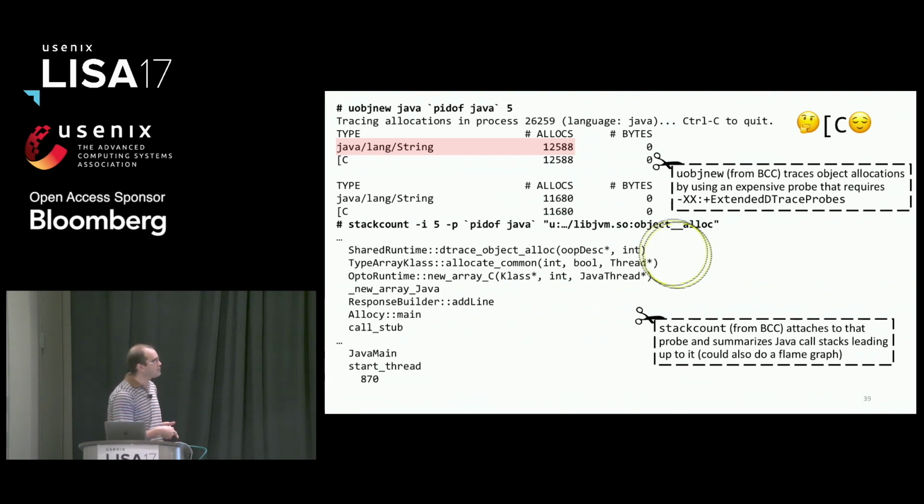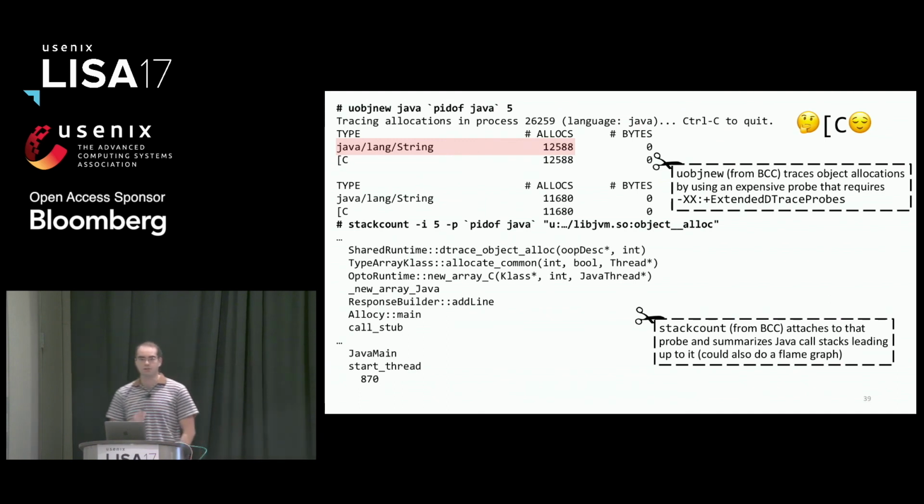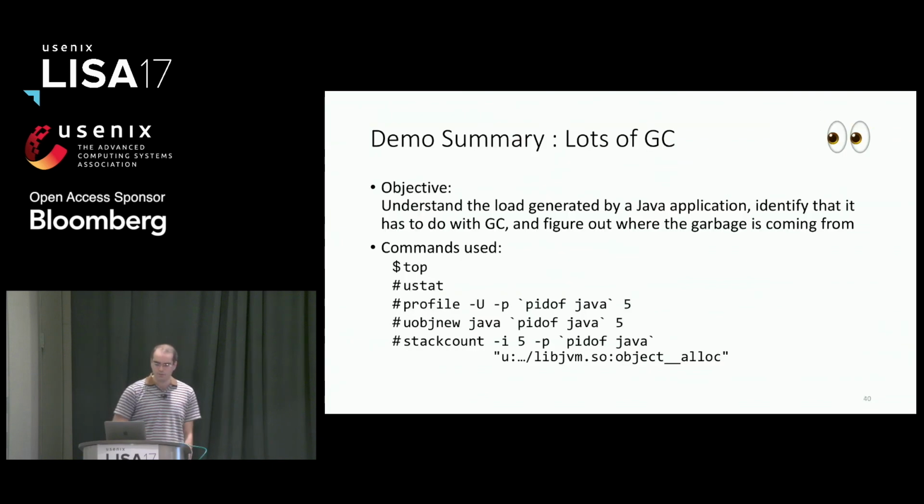And you see the stack trace here leads to the same new array Java call stack that we've already seen before. And the number of events here was 870. So again, stack count just counts the distinct call stacks leading up to a particular event, in this case, to object allocations. So this was a slightly more complicated demo, and we've seen a bunch of different things. But the key ones for object allocation scenarios were uobjnew and stack count, which helped us identify where the heavy allocations are coming from.